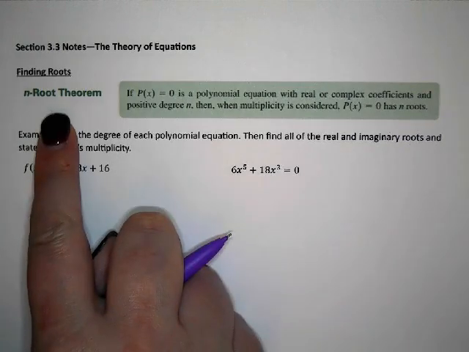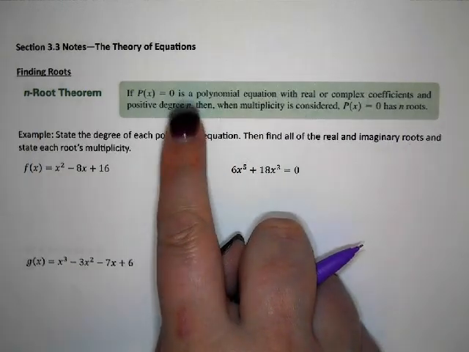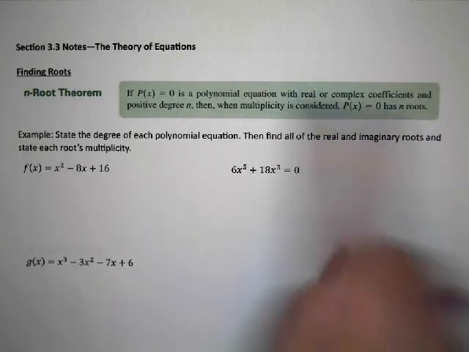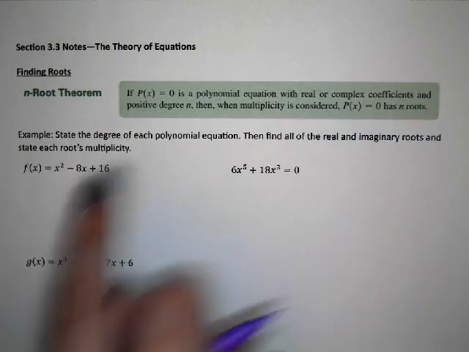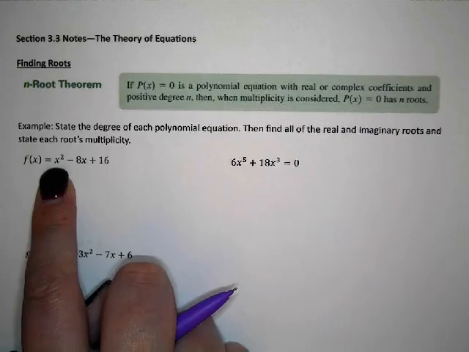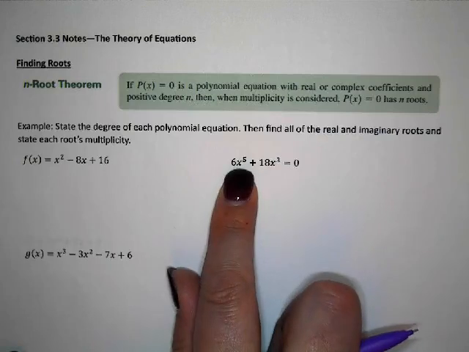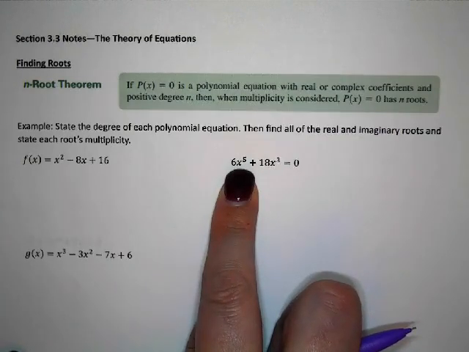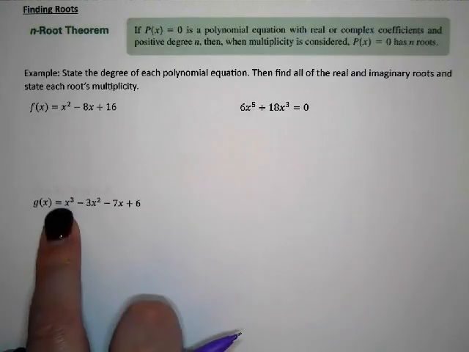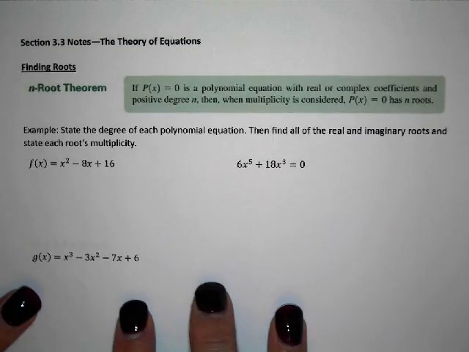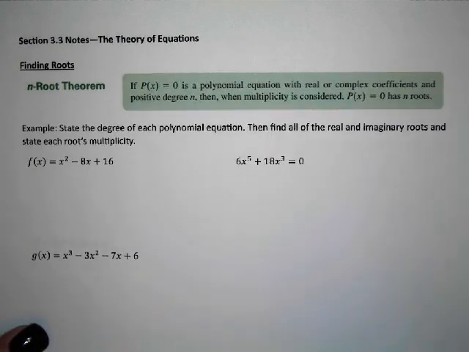All right, so the n-root theorem tells you that if you have a polynomial of degree n, then it has n roots. And it says to consider multiplicity, and we'll talk about that. So if you have something with a degree of 2, you should have 2 answers when you look for the x-intercepts or the roots or the zeros. When you have something with a degree of 5, you should have 5 answers. Degree of 3, 3 answers. Degree of 4, 4 answers. And the answers could be real or imaginary, so they're not necessarily something that you're going to be able to graph.